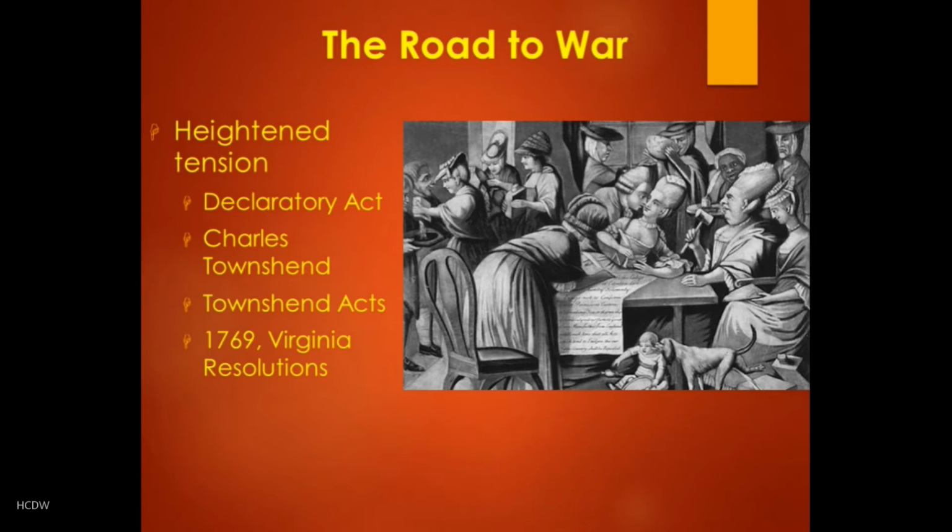In 1769 in Virginia, George Washington read the Virginia Resolutions, stating that only Virginians can tax Virginians. They adopted a non-importation agreement at that point and eventually were pushing closer and closer to overt war between the colonies and Britain.